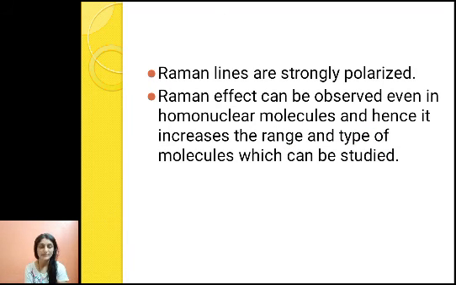Raman lines are strongly polarized, and the Raman effect can be observed even in homonuclear molecules. When we studied vibrational and rotational spectroscopy, we saw that those spectra are not possible for homonuclear molecules and can be observed only in the case of heteronuclear molecules. But the Raman effect can be observed even in homonuclear molecules, and hence it increases the range and type of molecules which can be studied. So there are restrictions on which molecules can be studied in vibrational and rotational spectroscopy, but Raman spectroscopy can be used for homonuclear as well as heteronuclear molecules.